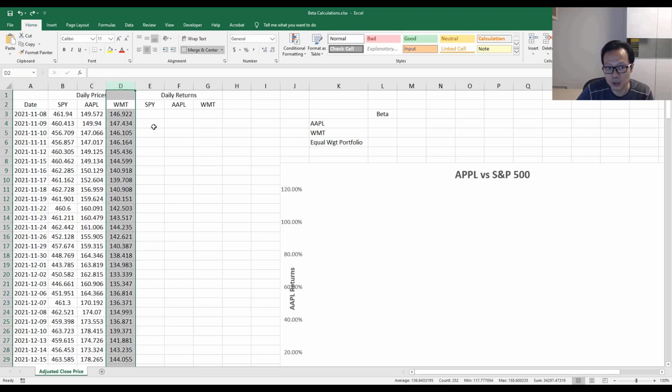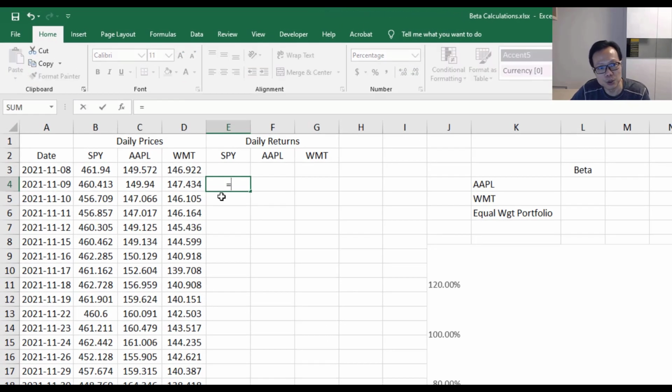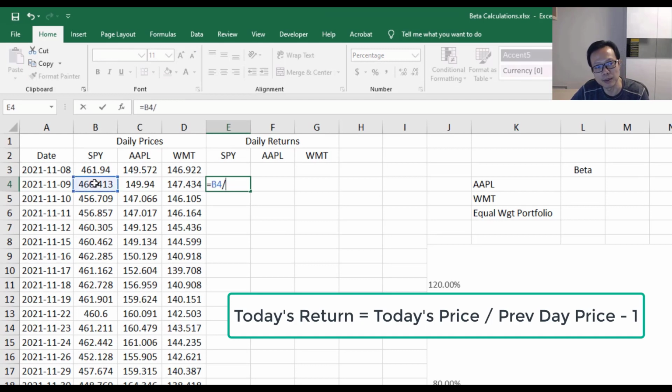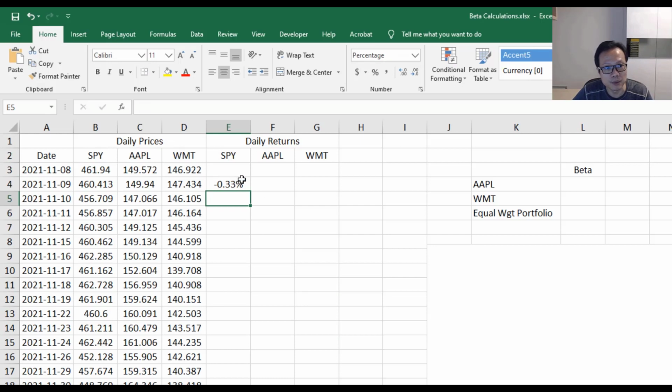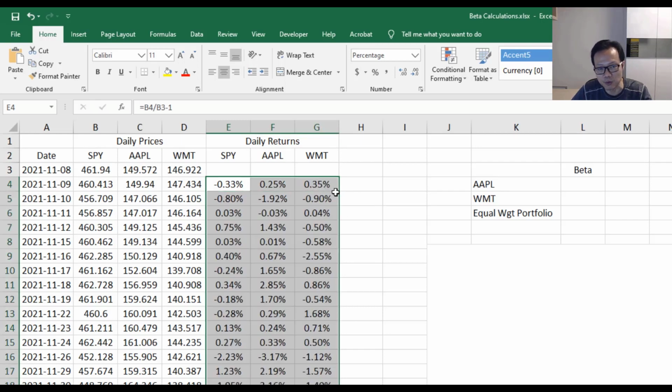The next step we're going to need to do is to generate the daily return series for each of the securities. So let's start with SPY. Let's set the formula equals to today's price divided by the previous day's price and then subtract 1. That will give you the daily return of SPY on this particular date itself, which is the 9th of November 2021. Once you generate the formula for this cell, you can just drag it all the way to the right to replicate the formula, and then just double click here to replicate the formula all the way down. And now we have the daily return series for all three securities.